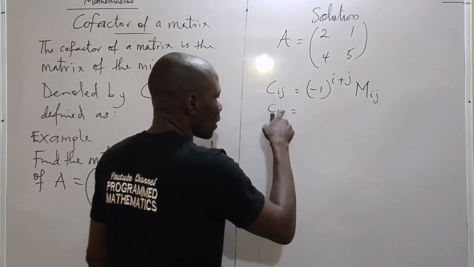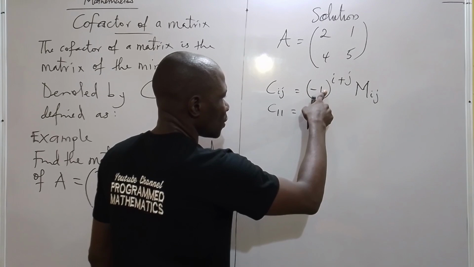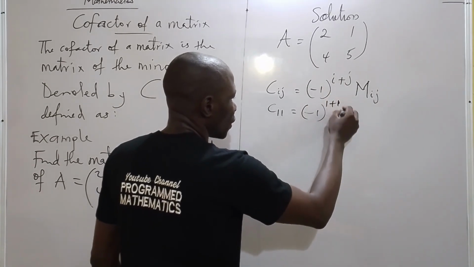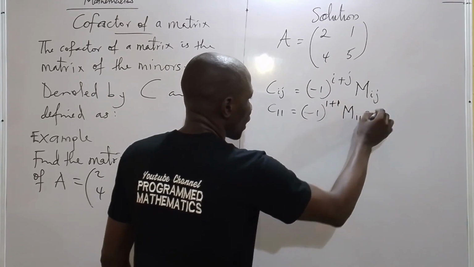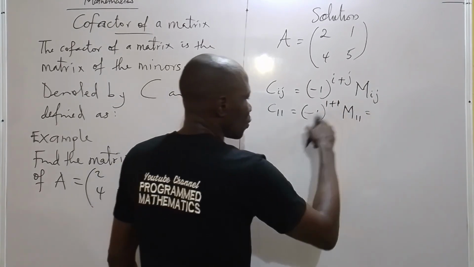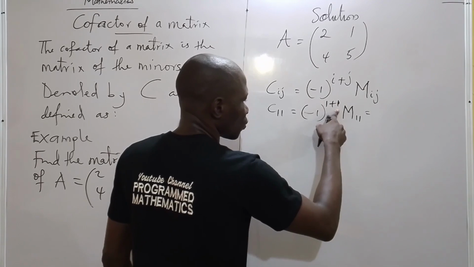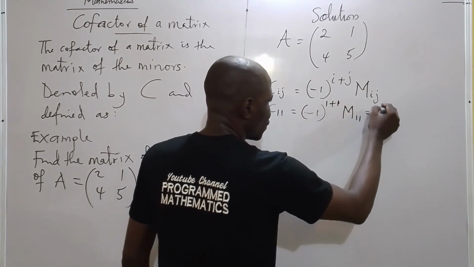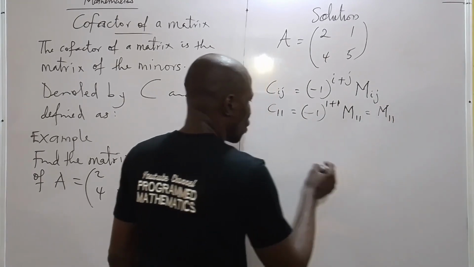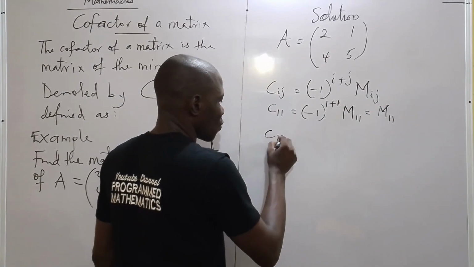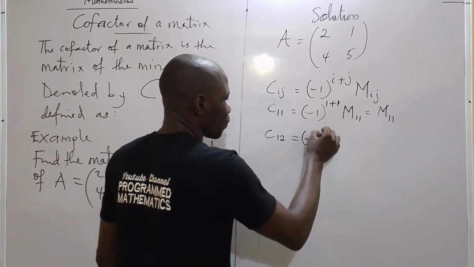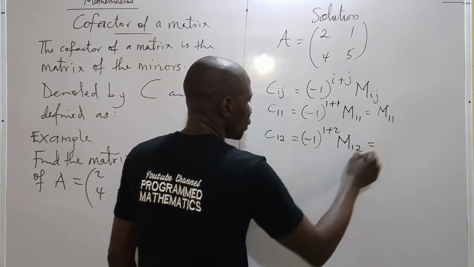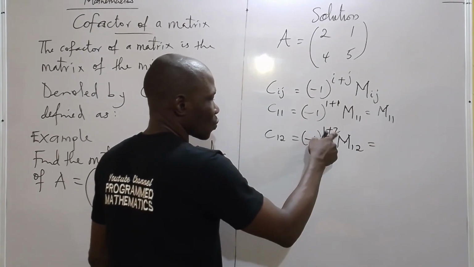Our C11 means minus 1 raised to power 1 plus 1, times M11. 1 plus 1 is 2, and minus 1 raised to power 2 is positive 1, so this simply gives us M11. Then C12 is minus 1 raised to power 1 plus 2, times M12. 1 plus 2 is 3.